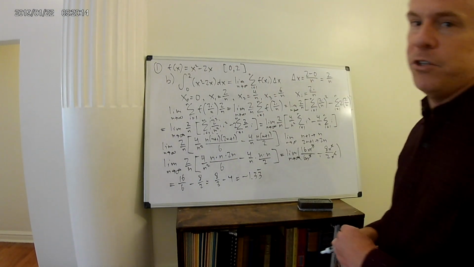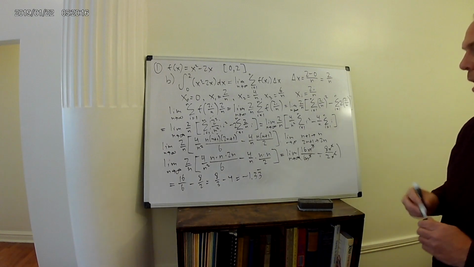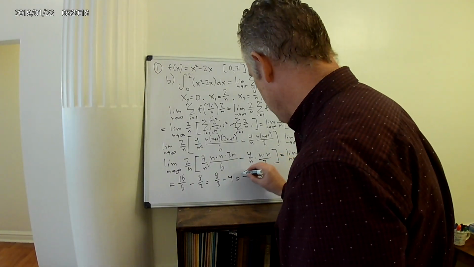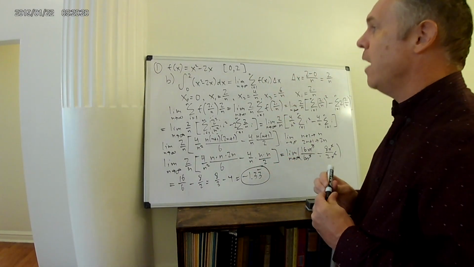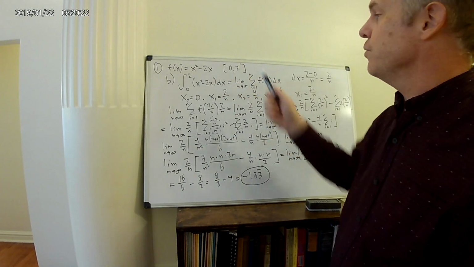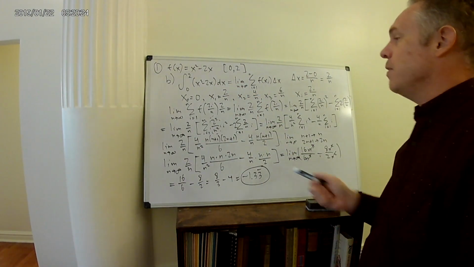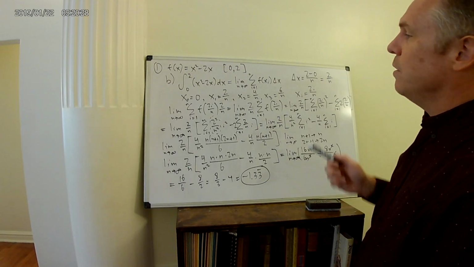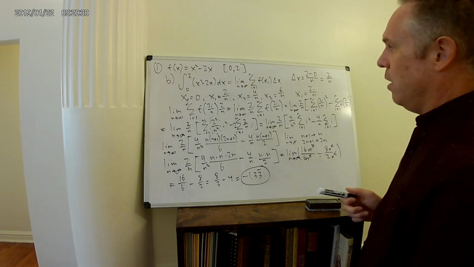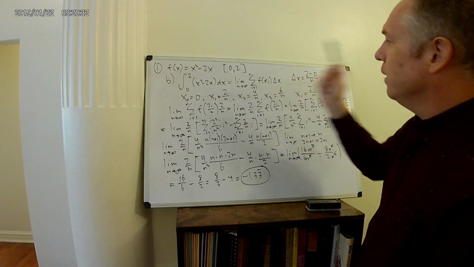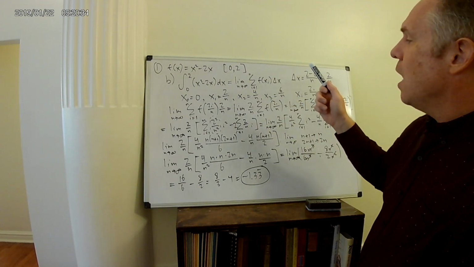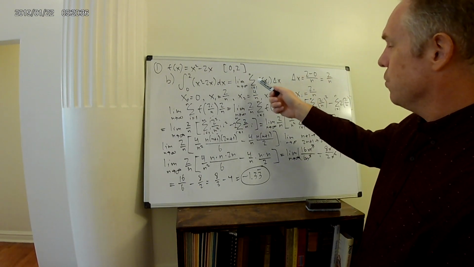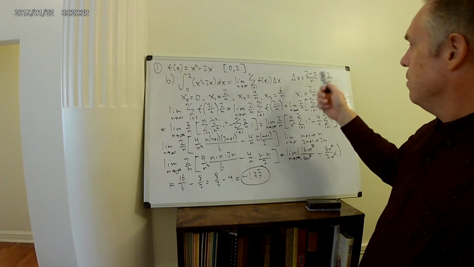Okay, that's a lot of algebra. But anyway, the point is, this is now the area under this curve in the interval 0 to 2. This is not the approximate area, this is the exact area. So what we've done is we've taken the definite integral here. The definite integral is equal to the limit as n approaches infinity of the Riemann sum of these rectangles. And then we did some algebra.